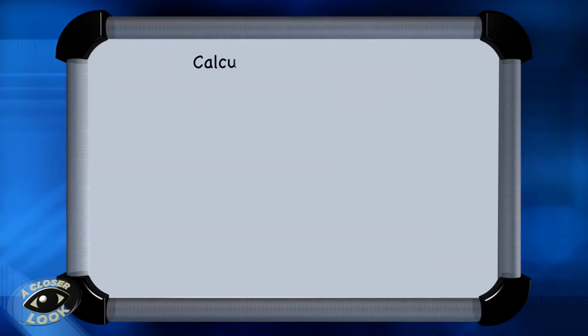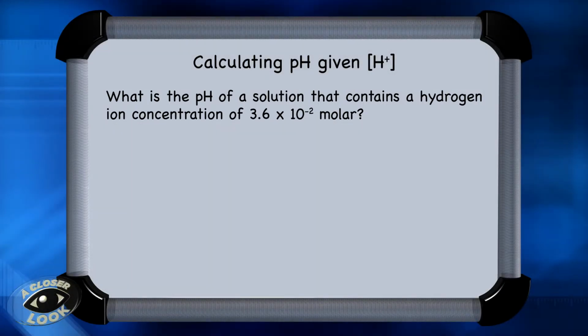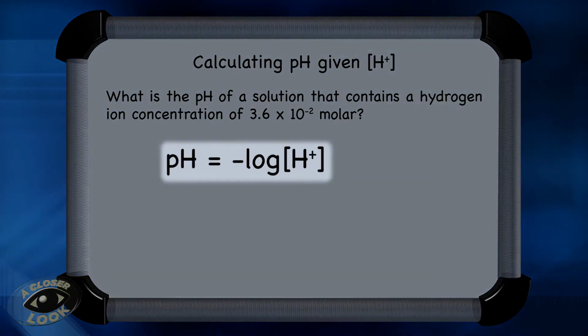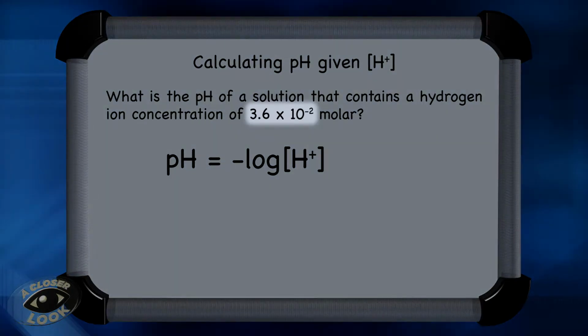Here's a sample problem in which we calculate the pH. What is the pH of a solution that contains a hydrogen ion concentration of 3.6 times 10 to the negative second molar? The first thing we do is bring up the equation for calculating pH, which again is pH is equal to the negative log of the hydrogen ion concentration. In this question, we are given the concentration of the hydrogen ion, 3.6 times 10 to the negative second.